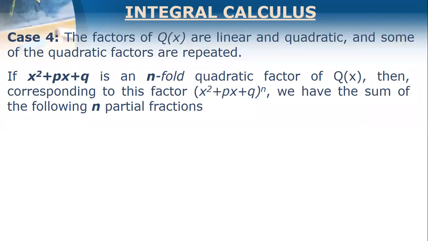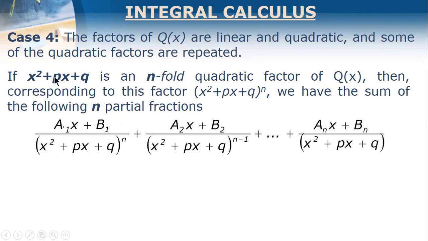If this quadratic factor is an n-fold quadratic factor, then corresponding to this factor, we have the sum of the following n partial fractions. Same as case 2 for linear factors, the denominator will start with the power of n and then decrease by 1 until the remaining power is 1. For the numerator, same with case 3, constant times x plus constant.